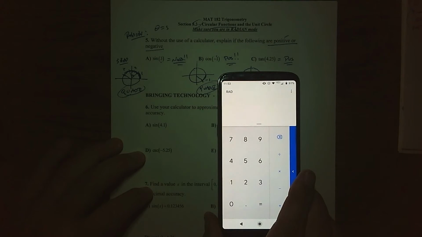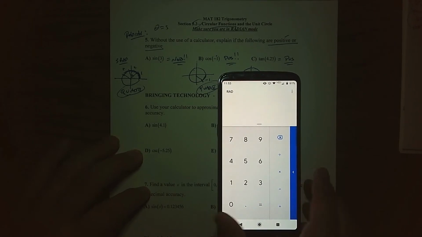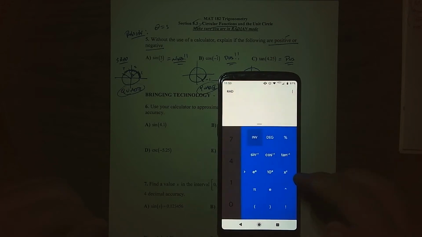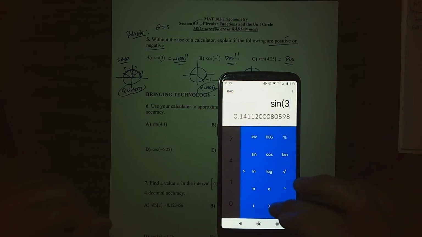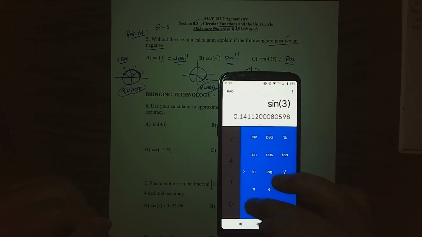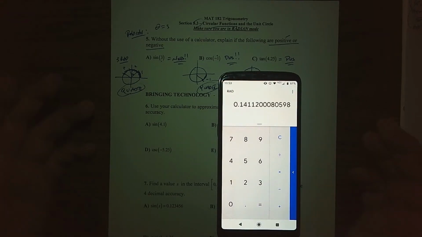Of course, I can turn to technology. Hopefully you guys can see that. My TI-84 is still a little under the blitz, but here's just my cell phone. When I calculate the sine of 3, what I get is the actual value. It's 0.144.